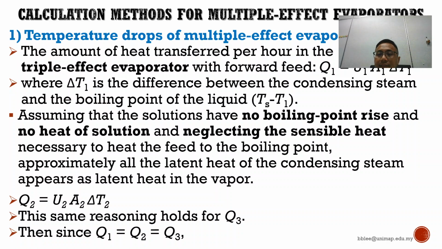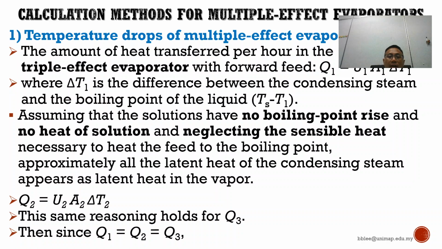Letting the sensible heat necessary to heat the feed to the boiling point be negligible, approximately all the latent heat of the condensing steam appears as latent heat in the vapor. So there will be no heat generated and also no heat lost in the process. All the heat from condensing the steam will go to the latent heat of vaporizing the vapor. So Q2 equals U2 A2 delta T2. Okay, so this is the heat for the second evaporator.